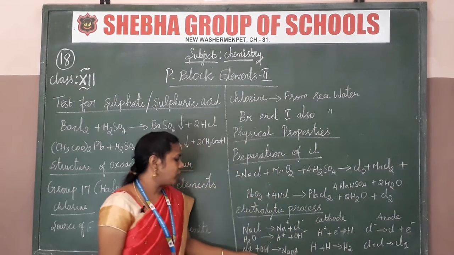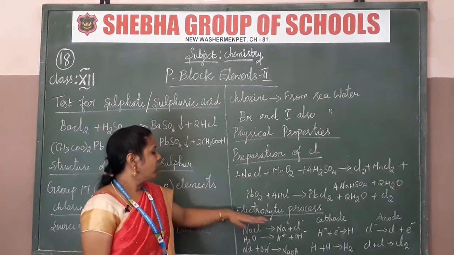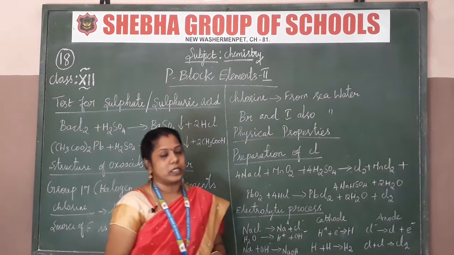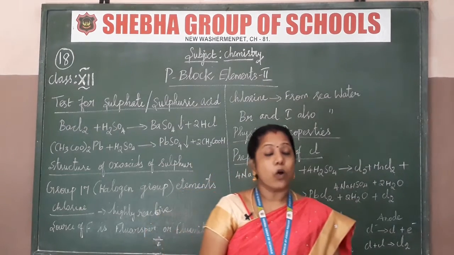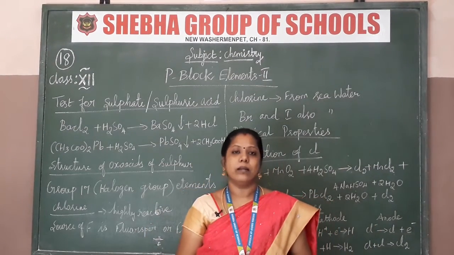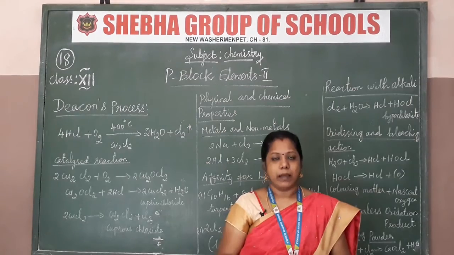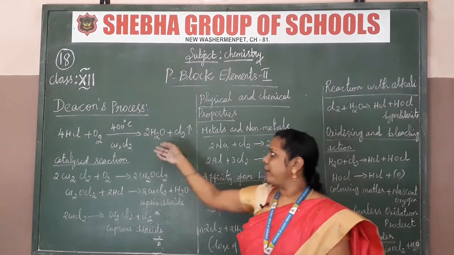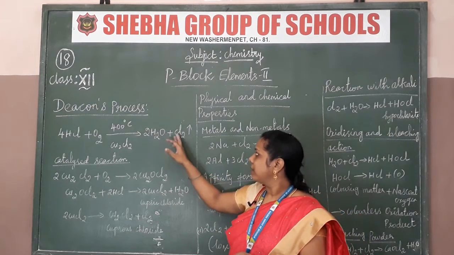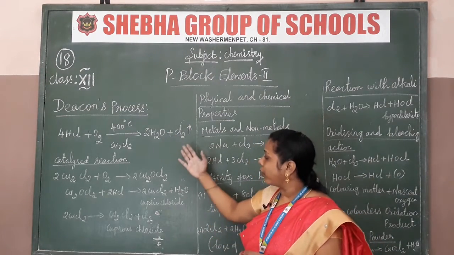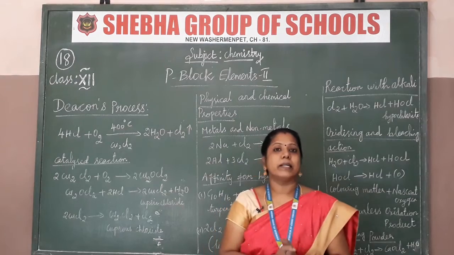And these are all the explanations for the electrolytic process. And next is another important process, that is the Deacon process. I am going to explain that for you. Okay, and this process name is the Deacon process. How is chlorine produced and obtained using the Deacon process?